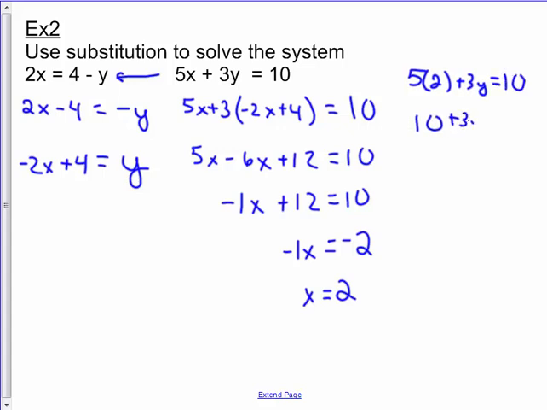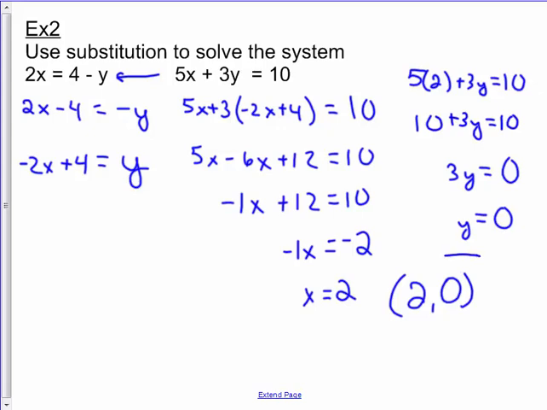So I get 10 plus 3y equals 10, and I get 3y equals 0. Now again, we still have to solve it. So when I divide by 3, 0 divided by 3 is 0. So my solution is (2, 0).